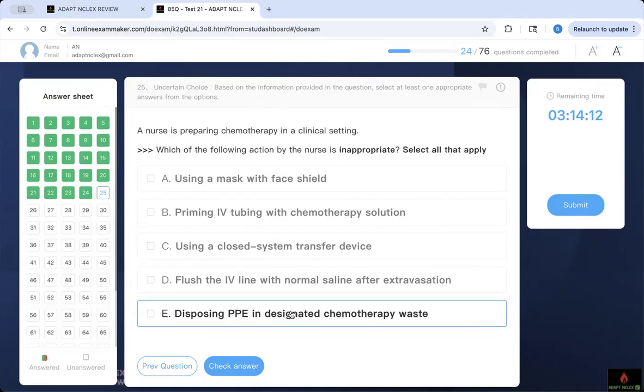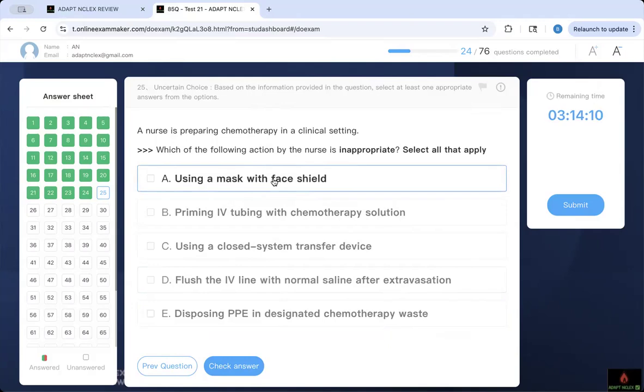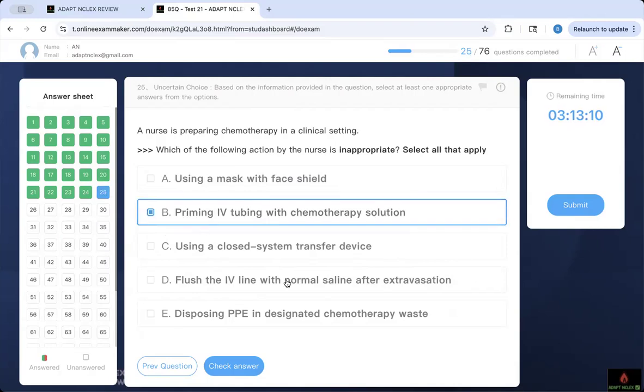Chemo agents can splash, so wear a mask with a face shield. Nothing wrong with it. Using a mask with the face shield is protective. It helps you. Priming IV tubing with chemo solution, it will aerosolize. It may spill. You get into trouble. You should not prime it with the chemo solution.